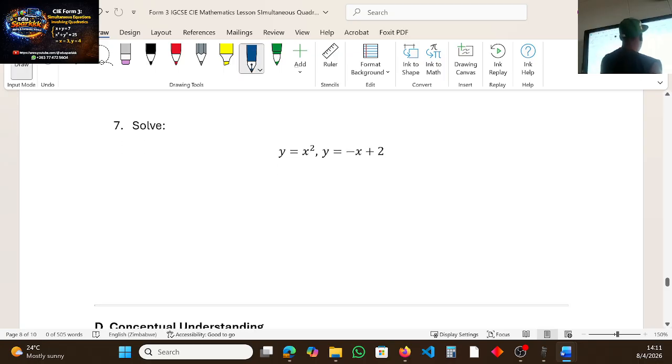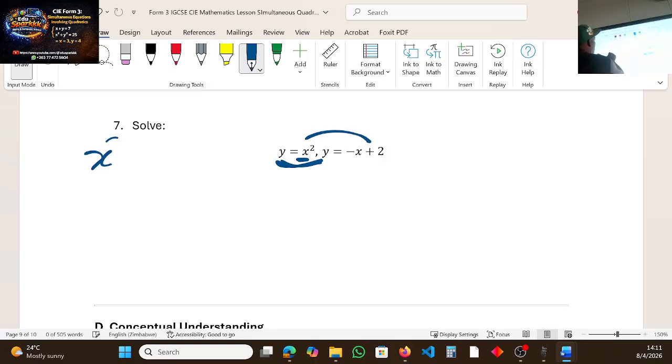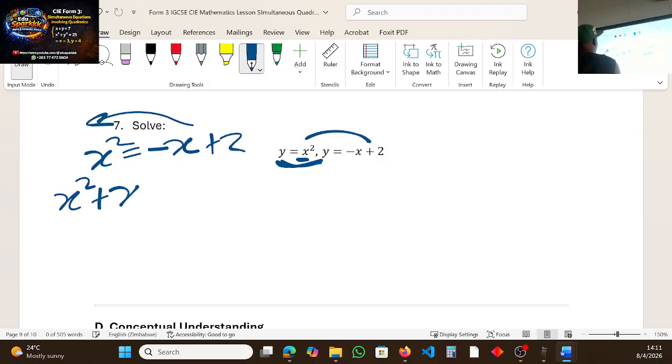I have another problem again that I want to solve. So solving algebraically, we are seeing that y is equal to y there. Therefore, these parts are also equal. So I'm allowed to say x squared is equal to minus x plus 2. Therefore, when I put it in standard form, in other words, I'll transpose everything to the left. That's x squared plus x minus 2 equal to 0.